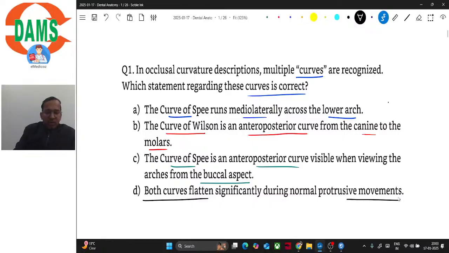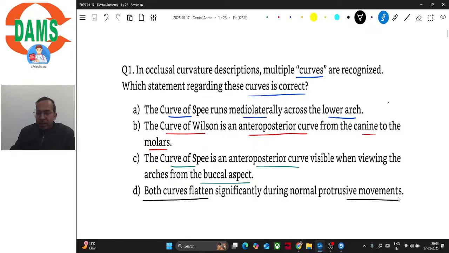So none of these curves would flatten in any movement, isn't it? The curve of Spee is an anterior-posterior curve, isn't it? Which goes along all the cusps, all the buccal cusps, starting from canine to all the molars, and then it ends in the condyle. So it's an anterior-posterior curve.